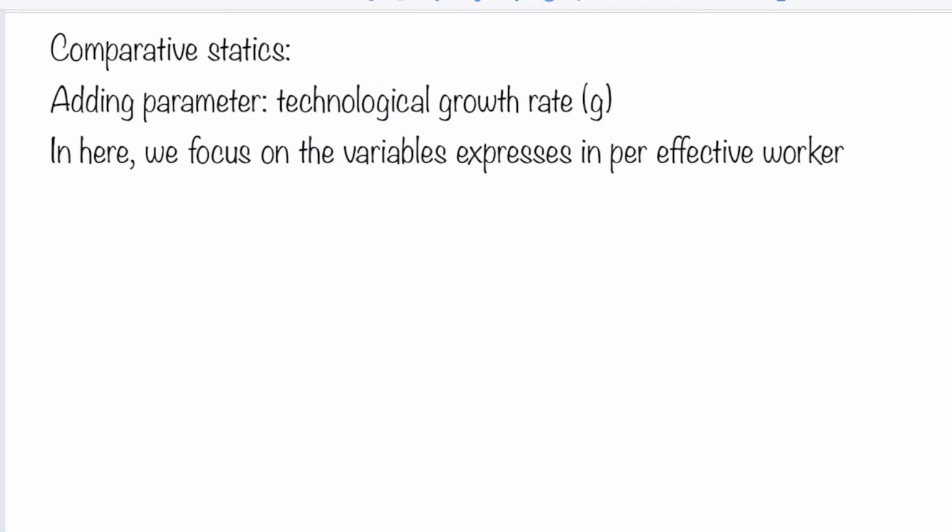Want to look at the comparative statistics related to the changes in the g, because this is the new added parameter that we have for the new version of the Solow model. Here, I want to emphasize that we are focusing on the variable expressed in per effective worker, because that is the defined variable that we look at when we are coming up with the steady state. Now we have a new g that is greater than the old g.